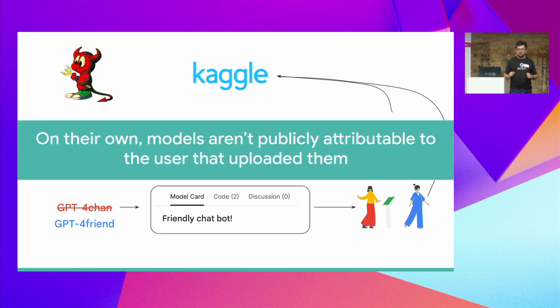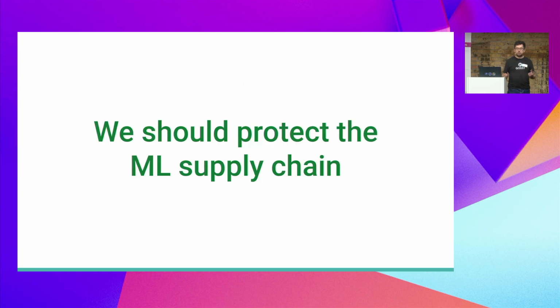So the reason is, on their own, the models are not attributable to the user that uploaded them. So if you have a model, you don't know who created this, what is inside. Models are very inscrutable. For a binary, at least, you can run some tools to find out, like you can disassemble them. You can understand what is happening in there. For LLMs, all you have is just a bunch of numbers and some architecture. It's very hard, once you get these two pieces, to put them together and understand what is happening, especially for big models. So the conclusion is we should protect the ML supply chain.